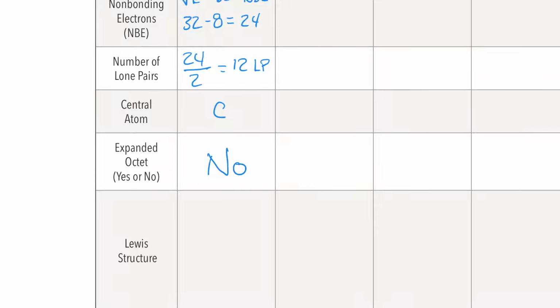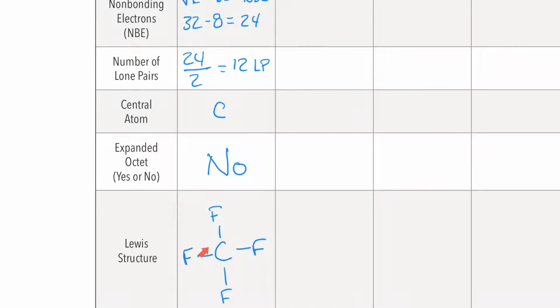So now we can draw our Lewis structure. Carbon goes in the center. We'll attach our 4 fluorines with a bond for each of the fluorines. So we've used up 2, 4, 6, 8 electrons already. Now we can put our 24 non-bonding electrons into 12 lone pairs around these fluorines.